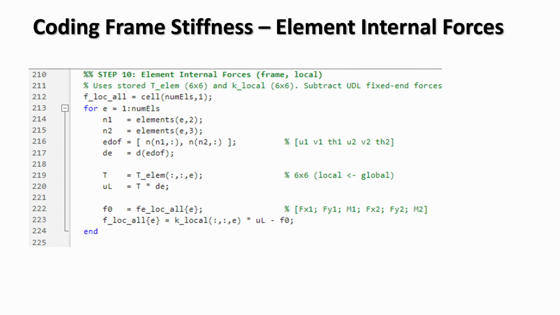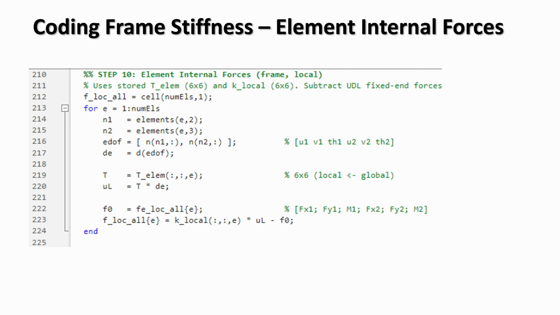For each element, we do the following. Extract the element degrees of freedom. So we pull out the 6 global degrees of freedom associated with the element start and end nodes, using the degree of freedom numbering matrix N. Extract the element nodal displacements. So using the displacement vector D, we assemble the element's displacement vector dE. We then use the transformation matrix T to rotate the global displacement vector into the local system, producing UL.